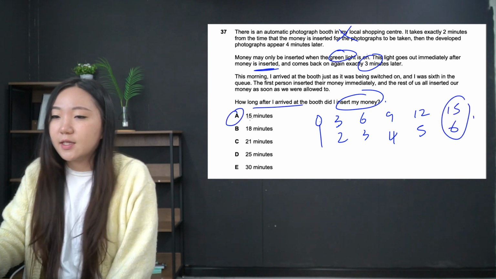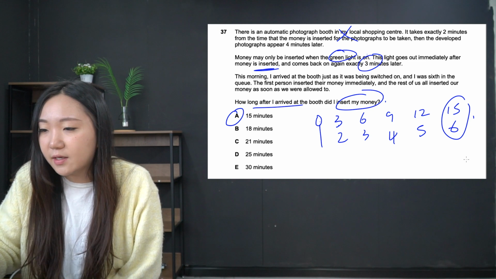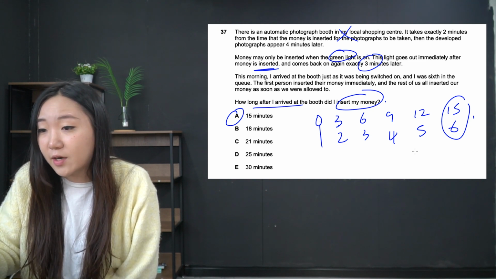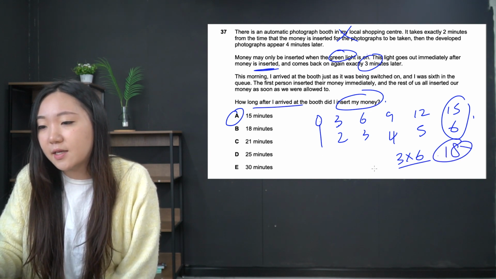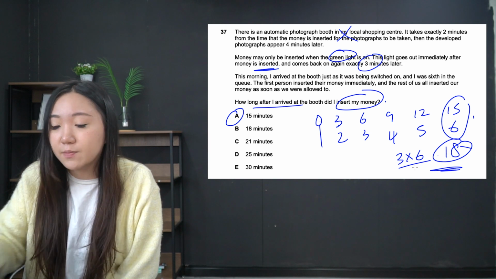I think the only reason that this could be confusing is if you try to shortcut it by doing 3 times 6 and then you get 18 and you think, oh, it takes 18 minutes. But you have to remember that 18 minutes is including the 3 minutes that passes for that last person as well.